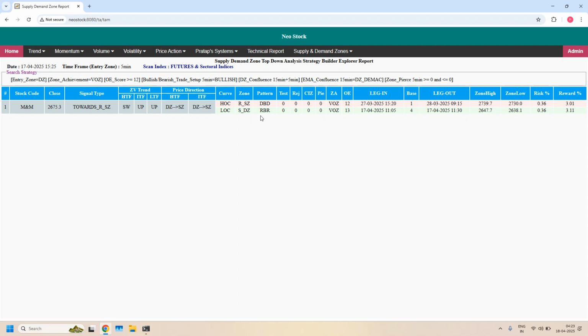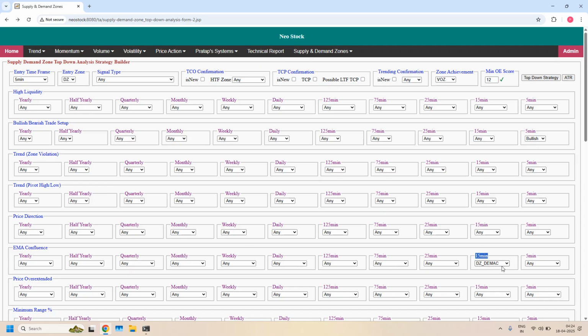Probably this 5 minutes demand zone might be having more high probability to get success. At present, current MMN is moving between these two 5 minutes demand and supply zones. Okay, next we will look into LTF, ITF and HTF demand zone confluence supported stocks.